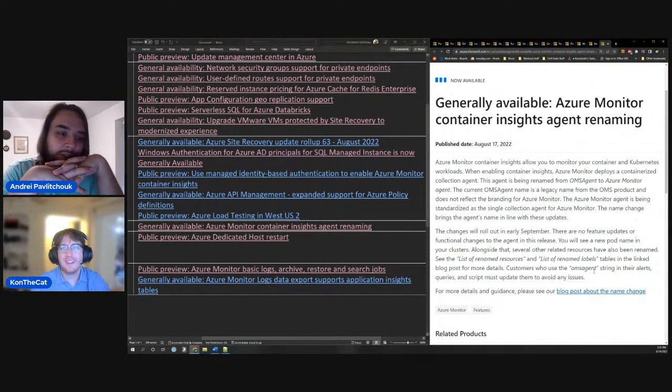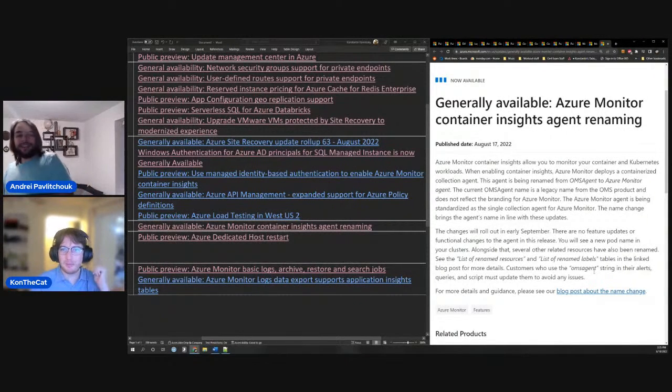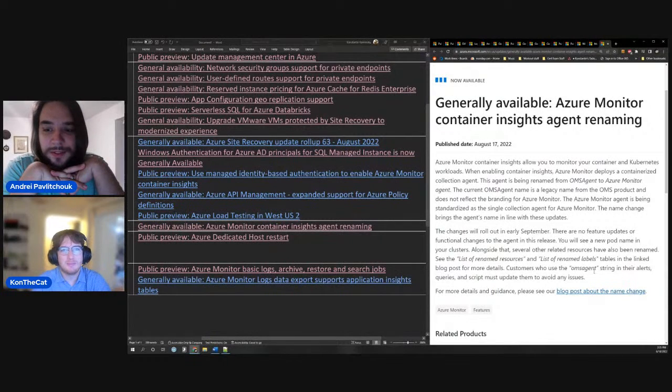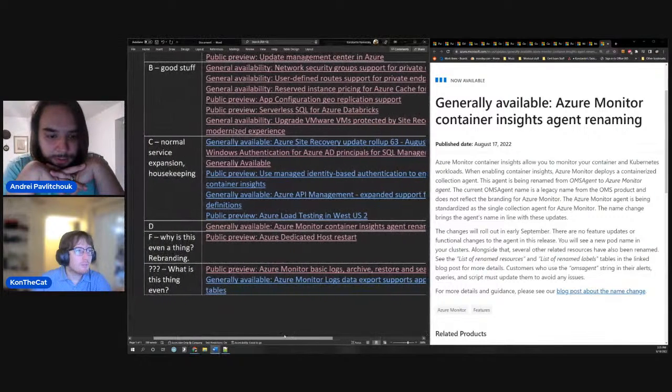OMS was the branding before the previous branding. It's the original branding. That's fine. They always rename stuff, so you just have to keep up with it. Cool. All right. So that's Azure Monitor. I think we've covered everything. Yep, that's pretty much it.